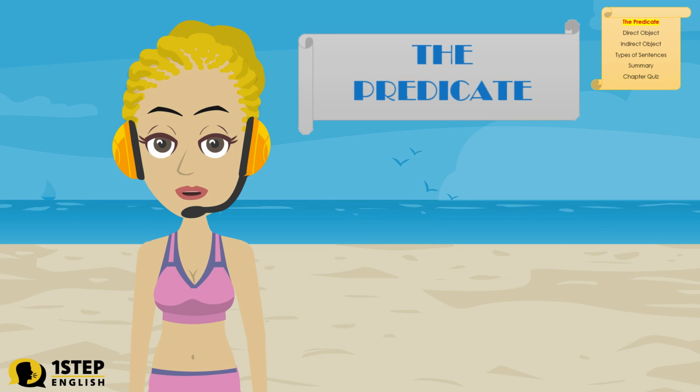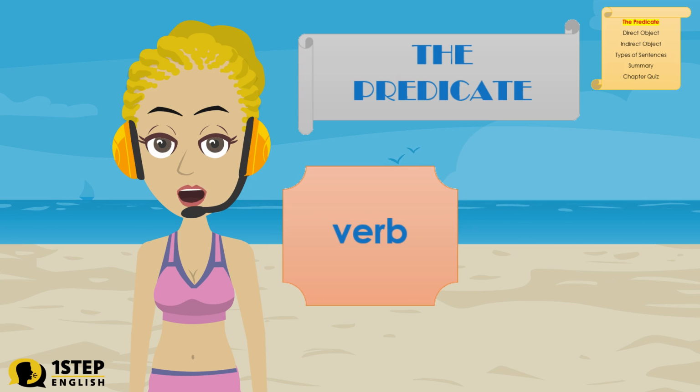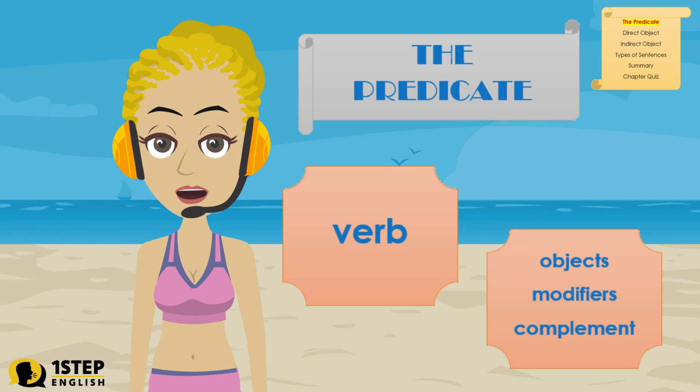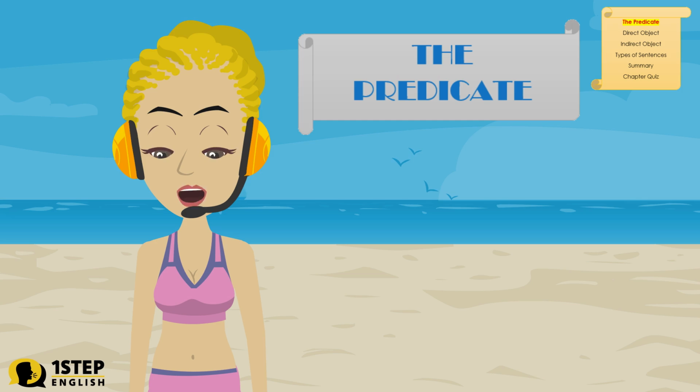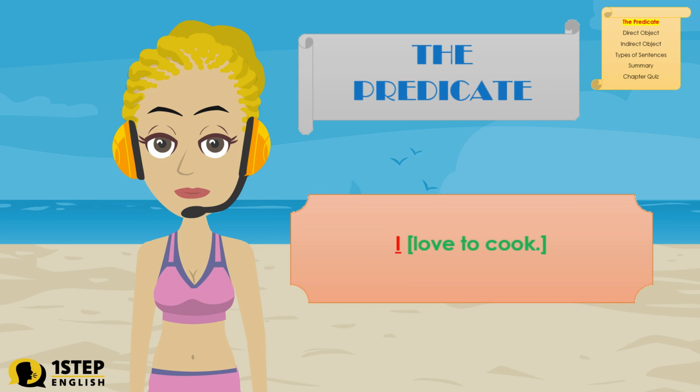The predicate of a sentence is the verb and anything that logically belongs with it, the objects, modifiers, or complements. The predicate usually ends the English sentence. In the following examples, complete subjects are underlined and predicates are in brackets. I love to cook. In this example, I is the subject and love to cook is the predicate.